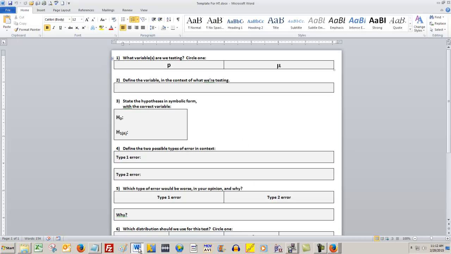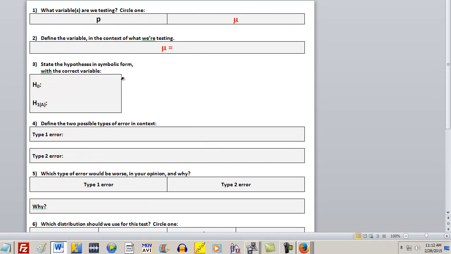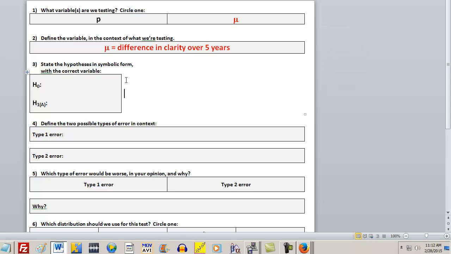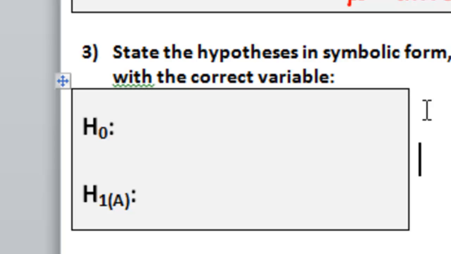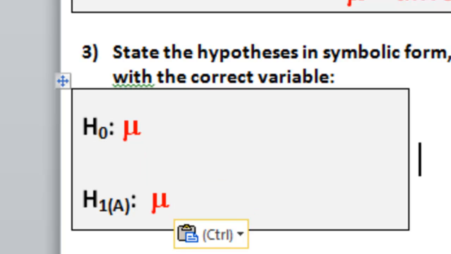So I got a template sheet here, and let's fill it out. We are definitely testing an average, since all those things we just talked about were measurements. And that average we're going to be talking about is going to be the difference in clarity over 5 years. Now, we have to state the hypothesis symbolically, the mu. So we have to pull mu down to both of these. Okay, copy, paste, mu. Okay, so now we have a decision to make.